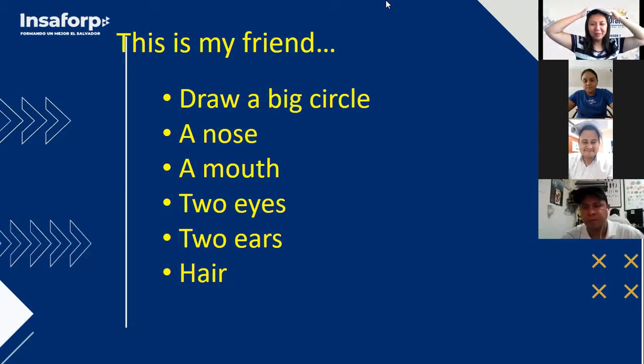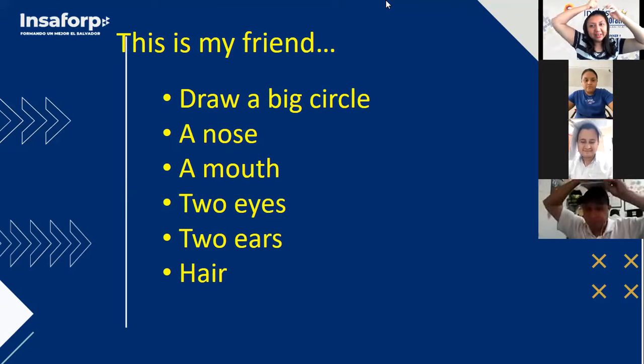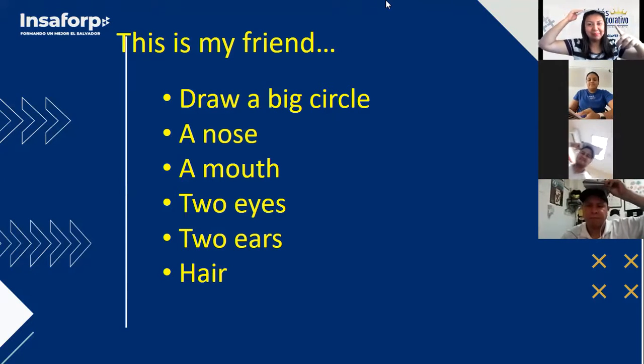Okay. So you put your notebook on your head and then with your pencil or your pen, you're going to draw first a big circle, un círculo grande. Draw a big circle, okay? But don't look at the drawing, no miren el dibujo. Not yet, okay. No hagan trampa.